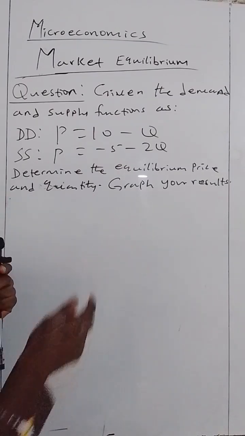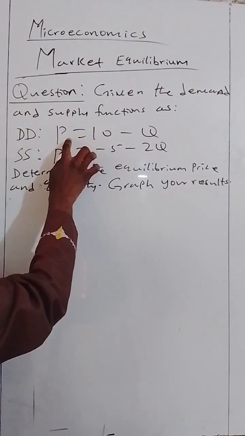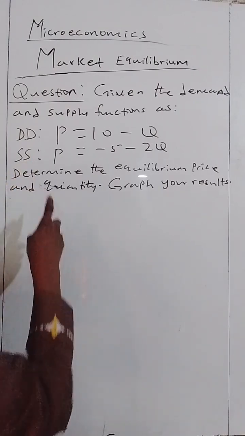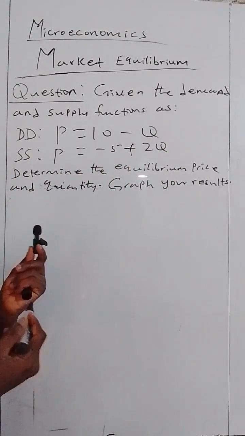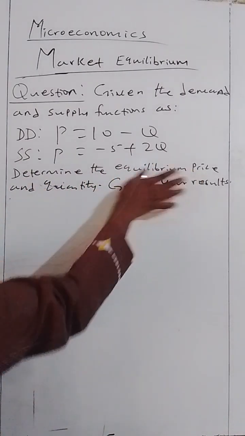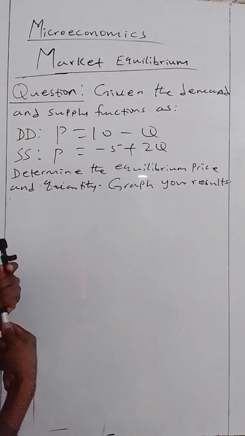The question says, given the demand and supply function as this is the demand function, P equals 10 minus Q, and this is the supply function, P equals minus 5 plus 2Q, not minus 2Q. That's a mistake. So determine the equilibrium price and quantity, then graph your result. Let's see.